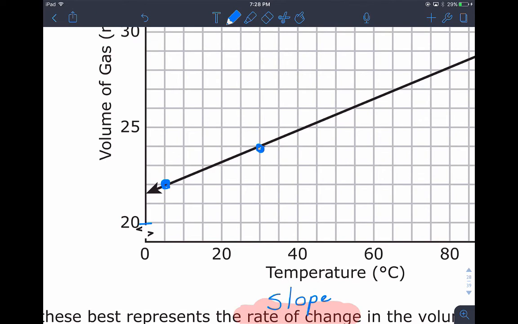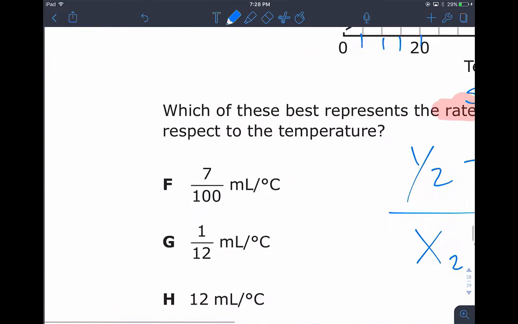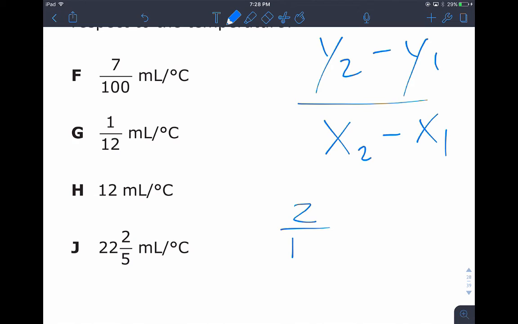So notice here that it starts at 20, so I think these are going in ones: 21, 22, 23, 24, 25. So each of those ticks are going by 1. And each of the ticks on the x-axis are going by 5: 5, 10, 15, 20. So this one's going up 2 units there, and then over 5, 10, 15, 20, 25. So 2 over 25.